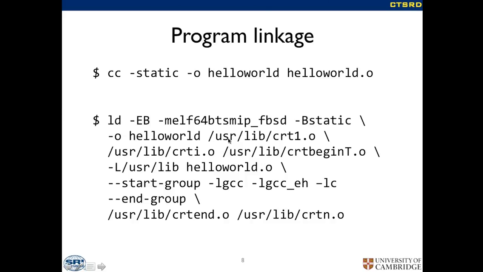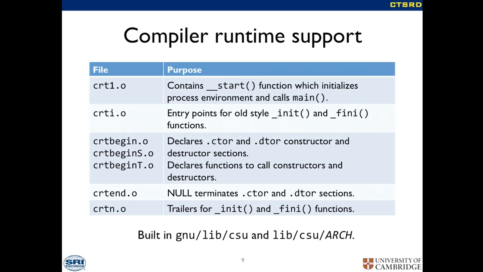You notice all these little object files. These are linked in this order because they contain initialization code. So here's the list of them again in a more sorted order. crt1, this is the beginning of all things. It contains the underscore underscore start function, which is the thing that actually gets run first in any sort of conventional POSIX C program. The name doesn't matter, but by convention, that's always the name. And its job is to set up the environment that C expects and then call main.